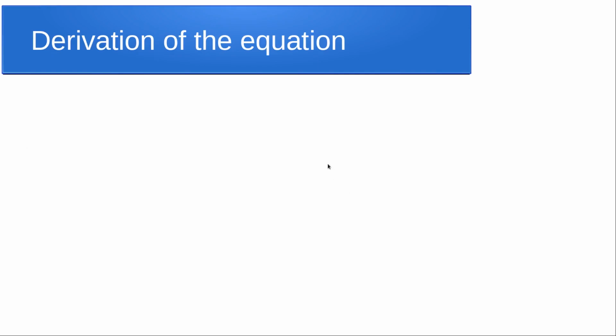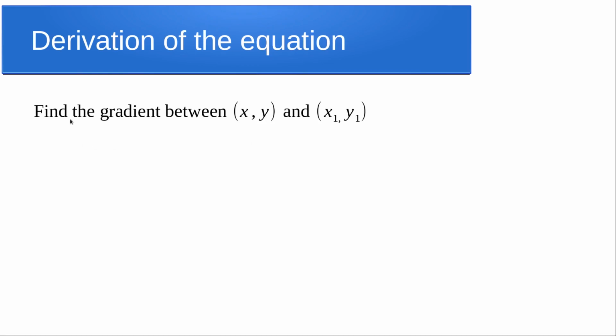Okay, so let's get our formula that helps us find the equation of a line. We want to find the gradient between (x, y) and (x1, y1). If you remember our formula for the gradient, it was the change in y over the change in x. So y minus y1 over x minus x1 equals the gradient m. Now I want to get rid of the denominator, so I'm going to multiply both sides by x minus x1, and then we end up with this formula here.